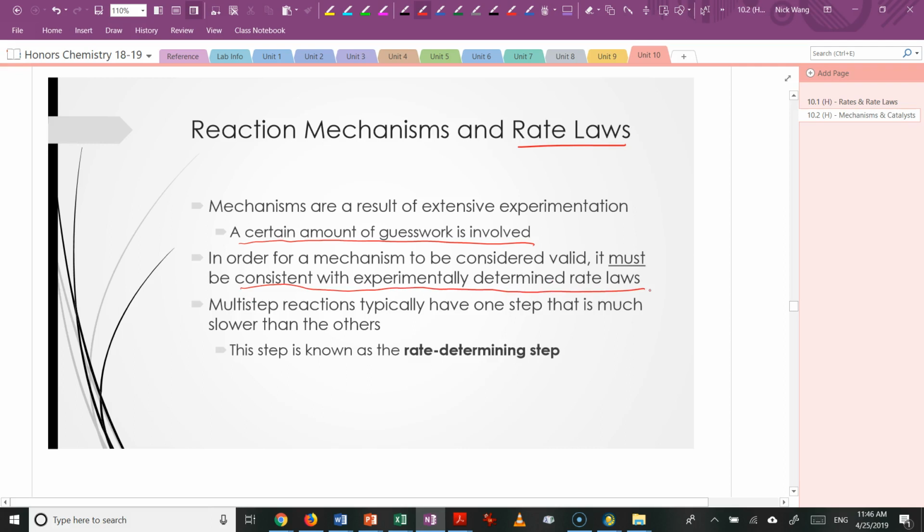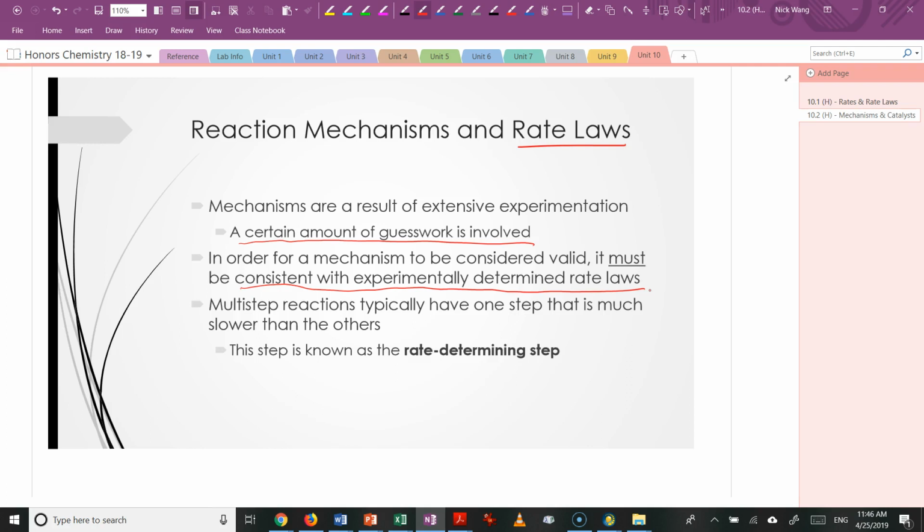Right? So we've talked about rate laws and how to get them. So your mechanism has to be consistent with that rate law. If you have a mechanism that seems like it works on paper, but then you match it up against a rate law and they don't seem consistent, that's not going to work. We'll talk about how that's going to look in just a minute.